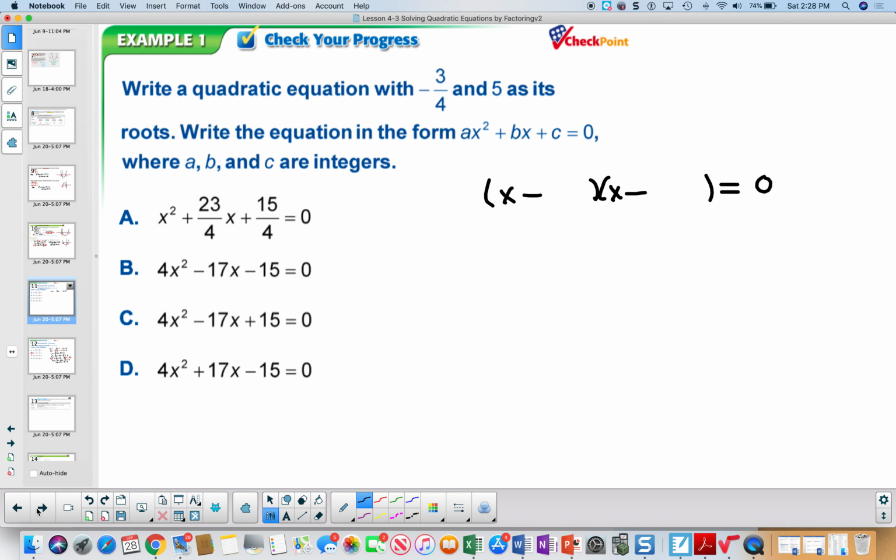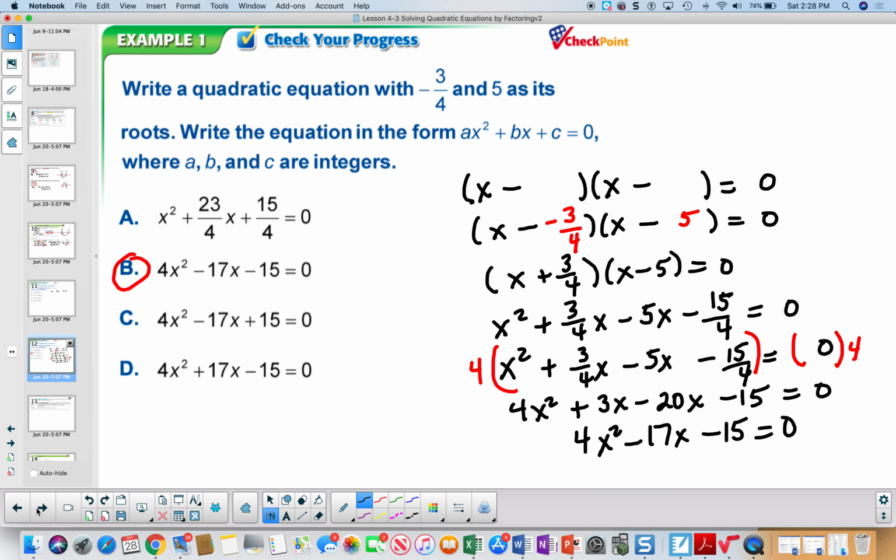Your turn. Pause, and here's the answer. And again, at this point, to clean up the fractions, you're going to multiply both sides by 4.